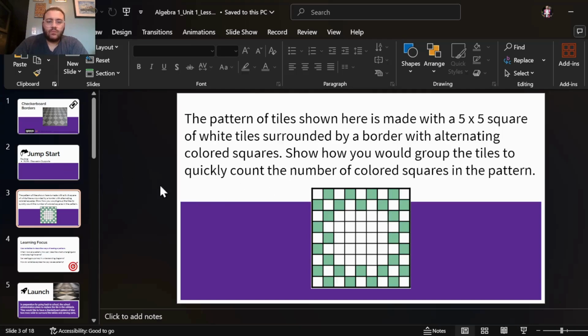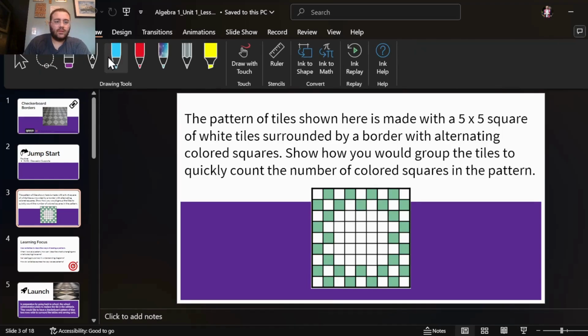So essentially, we don't want to sit here and individually count these green squares. We want to find a generalized pattern. So we want to find groups that have equal size, so we can quickly count the number of squares. Lots of students really fall under four main categories.